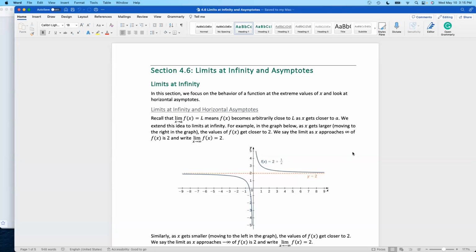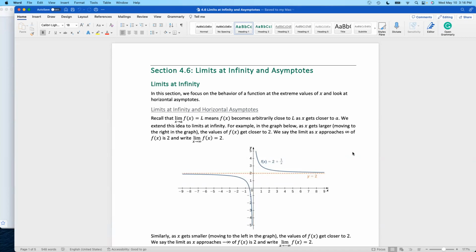Okay, I'm doing things slightly out of order from the book here. We're next going to cover section 4.6, which are limits at infinity. Different from what we talked about before. These are not infinite limits necessarily. These are horizontal asymptotes or end behavior.